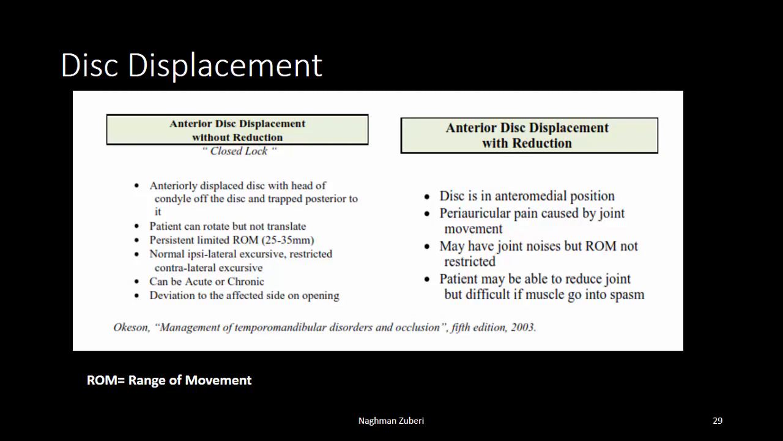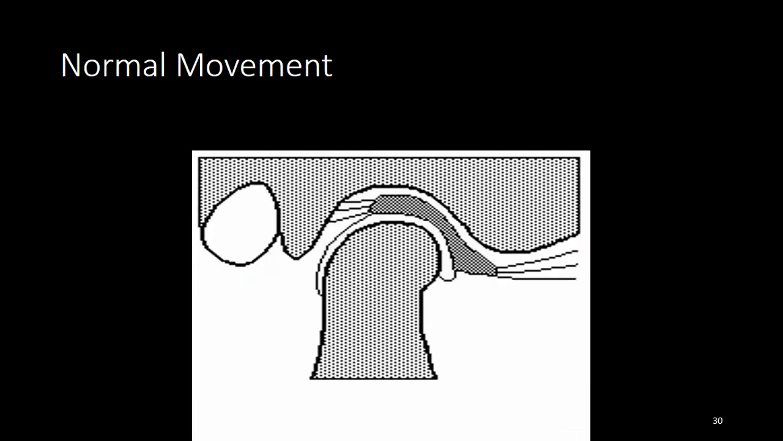Anterior disc displacement with reduction, the disc will be in anteromedial position. Periauricular pain caused by the joint movement, may have joint noises, but restriction of movement won't be there. ROM won't be restricted. Patient can open the mouth easily. Patient may be able to reduce the joint, but it will be difficult if muscles go into spasm.